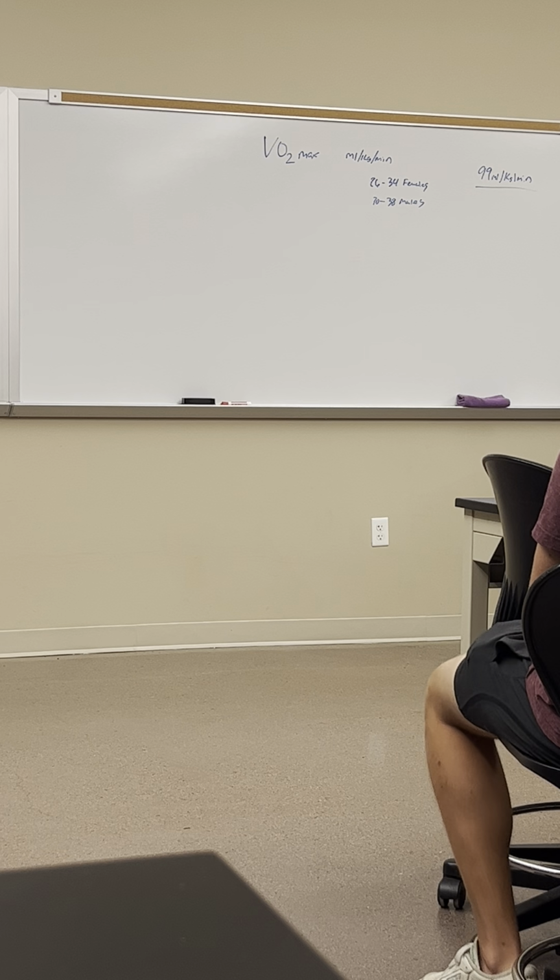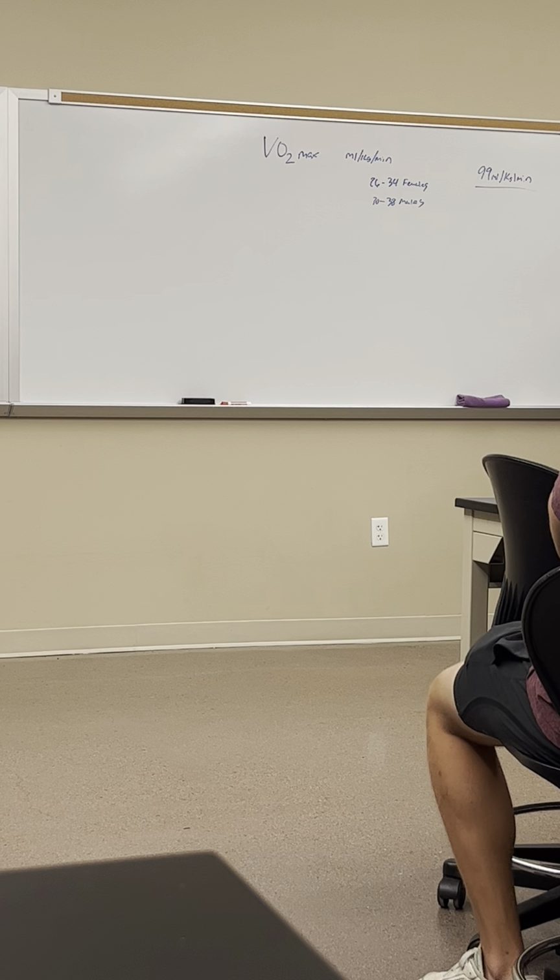Now, how much can your VO2 max, your aerobic capacity, increase with training? How much of an increase can you get? About 20% is how much you can increase your VO2 max. So if your VO2 max is 35, you can go up to about 42. So you can get a modest at best increase in aerobic capacity.